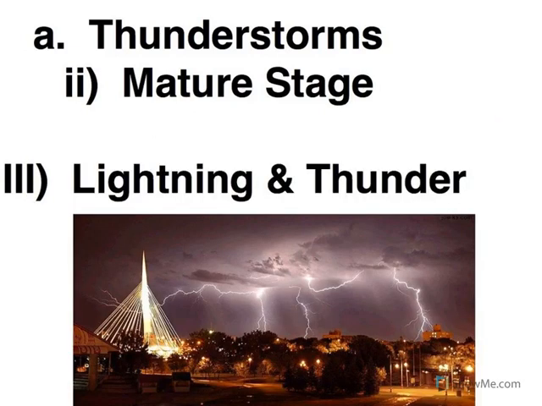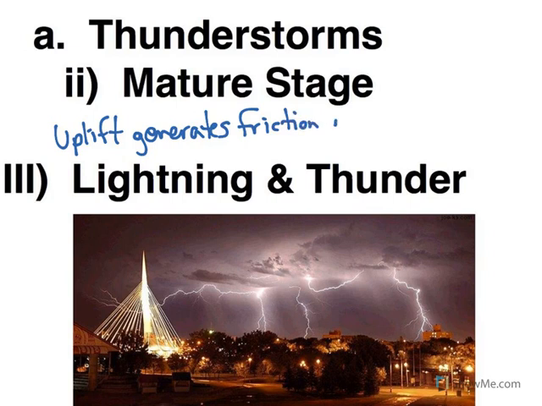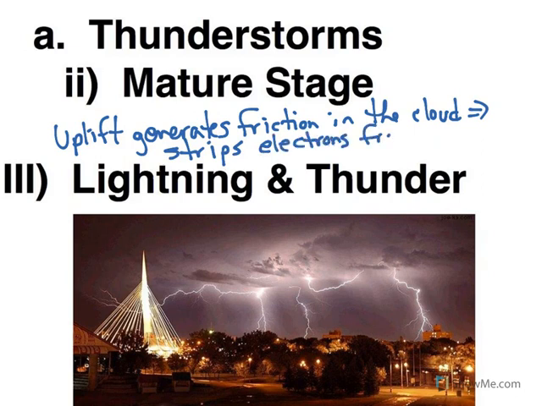This is also when you get lightning and thunder. That uplift generates friction in the cloud, and that ends up stripping electrons from the water droplets. And so you get this net charge. And so the lightning is a result of that net charge. It's basically trying to go back to neutral.